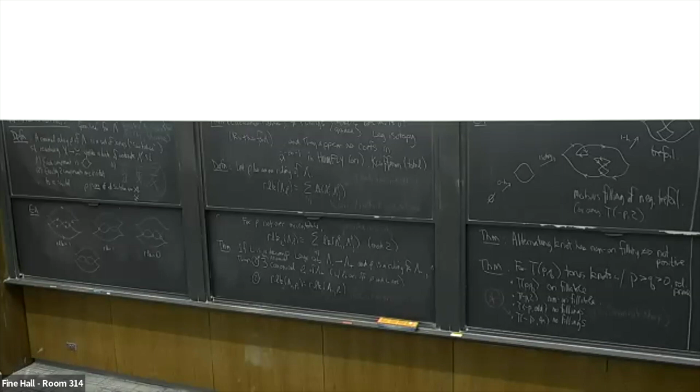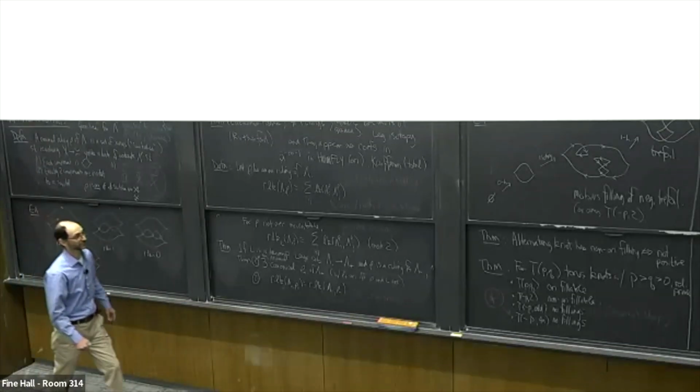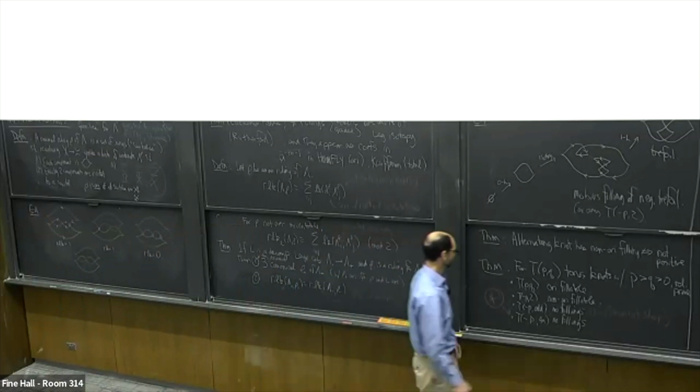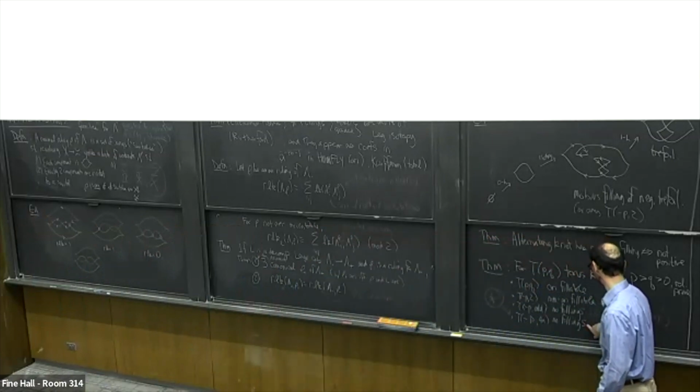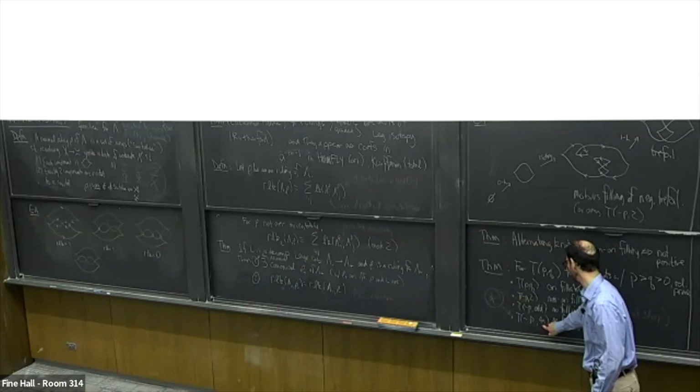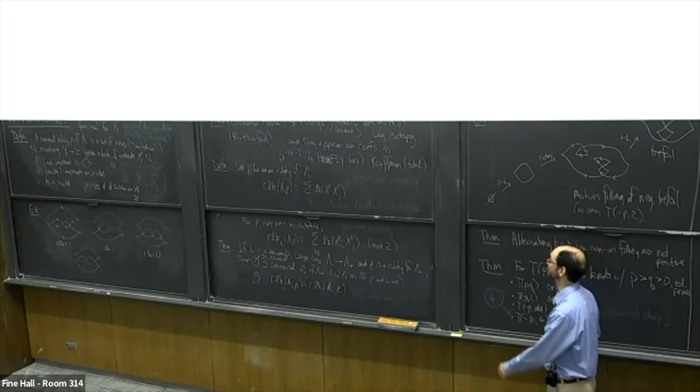Okay, so here's one application of the theorem. Let me sort of finish off by going straight to this one. Let's talk about how we would use that theorem to prove that negative torus knots, with Q divisible by 4, don't have any fillings.